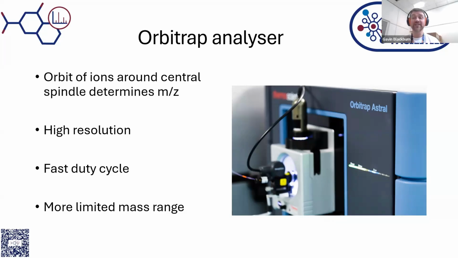The Astral is actually a separate analyzer to the Orbitrap. It is, Thermo maybe don't like it described in this way because it is a massive development on the time of flight, but it is a time-of-flight based analyzer. It's actually fin shaped. The development of the Astral has allowed for an increased sensitivity and duty cycle on a TOF, and that has massively raised the number of proteins that we can see in an untargeted proteomic sample.